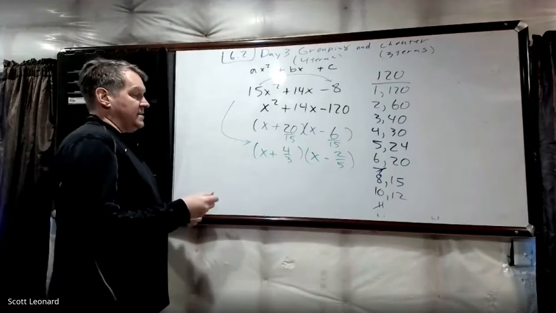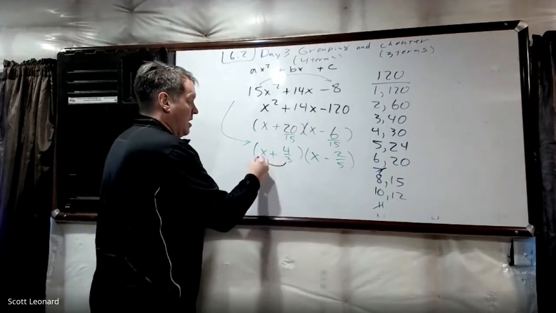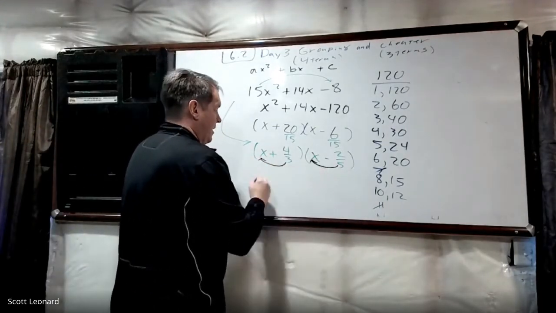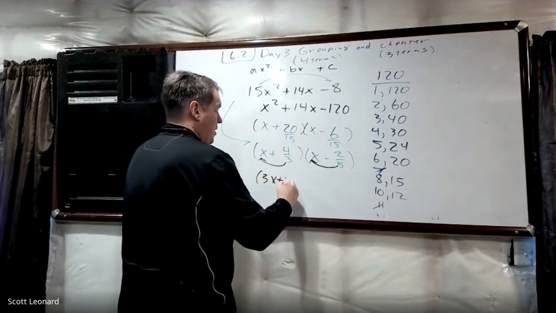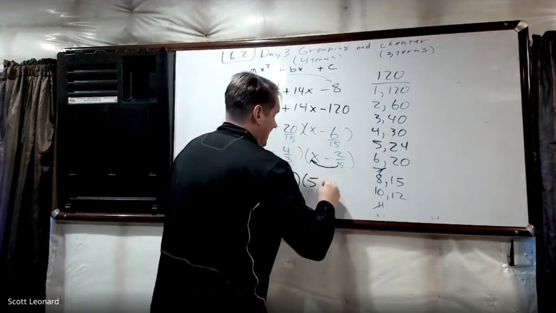And then the last final step, I know we get a little long, is to move these numbers to the front. 3x plus 4 and 5x minus 2.